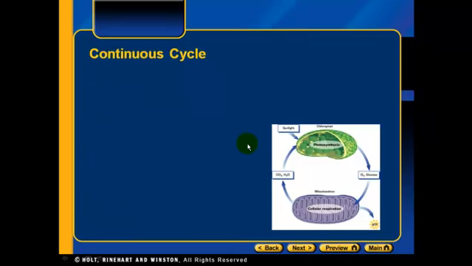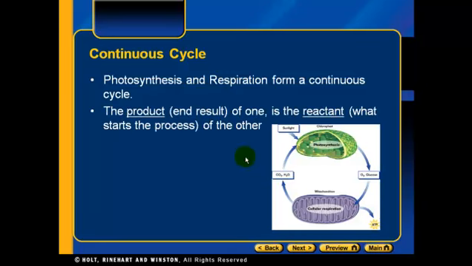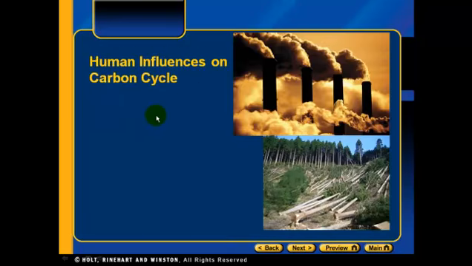All right, this is a continuous cycle. Photosynthesis and respiration form a continuous cycle. Okay? The end result of one, which for cellular respiration is carbon dioxide and water, those are the products of cellular respiration. Those are the reactants for the other process, which is photosynthesis. So photosynthesis requires carbon dioxide and water, and cellular respiration requires the products of photosynthesis, which are oxygen and glucose.